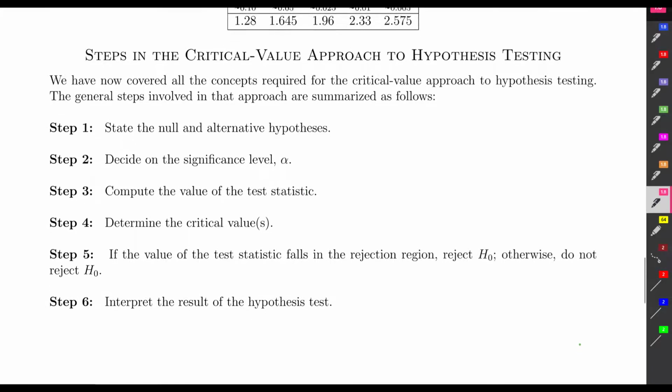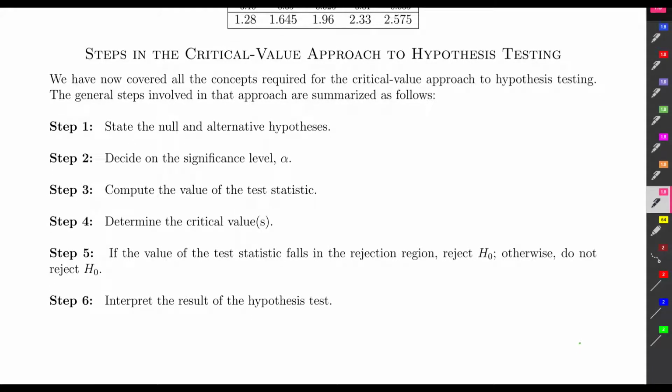So the steps in the critical value approach to hypothesis testing. First, you want to state the null and alternative hypothesis. In example 1, the null hypothesis was Jaron's claim of 275-yard average. The alternative was Misty's claim that it was less than 275 yards. Then we decide on the significance level. In example 1, it was a 5% significance level, which was 0.05. We compute the value of the test statistic, which just means you find the equation for z. You don't actually calculate it, you just find the equation for z, and then you also determine what z-score is your cutoff point.